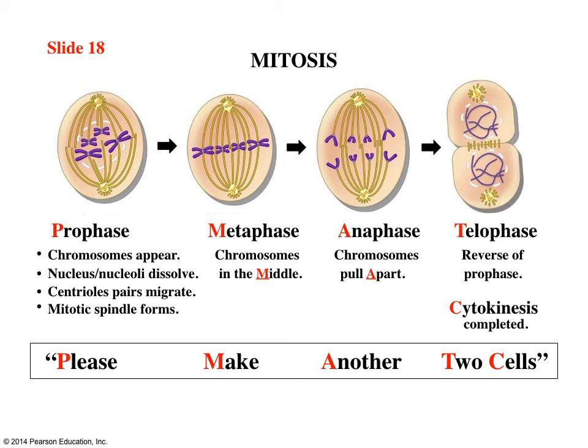Telophase. If you remember what happened in prophase, you could just reverse it, because in telophase, just the opposite happens. Chromosomes disappear, the nucleus and nucleoli reappear, and the centrioles are no longer making or forming the mitotic spindle. Cytokinesis, the unequal division of cytoplasmic content, typically starts during late anaphase and is definitely completed by the end of telophase.